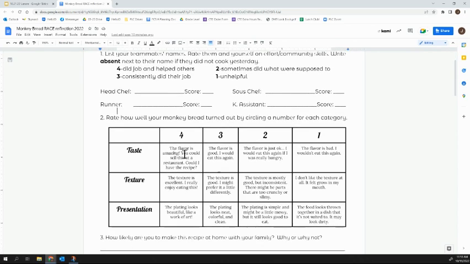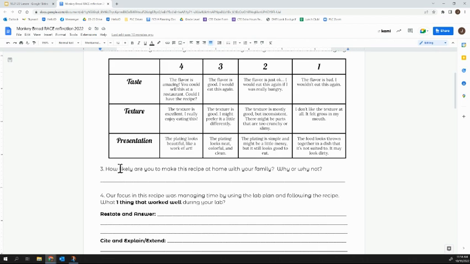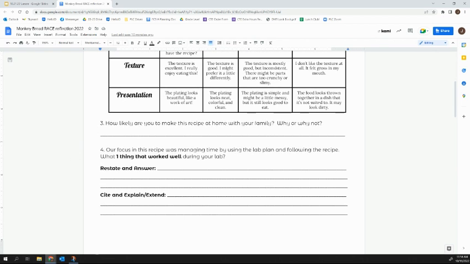Then I want you to rate your monkey bread on how you thought it tasted, okay? Texture and presentation. So if it tasted amazing and you want the recipe, it's a 4, right? Flavor is okay, and I eat it again, a 3, and so on. Texture is how it's feeling, right? And presentation is how it looked, okay? Number 3, how likely are you to make this recipe at home with your family? Why or why not? 4, we went over, right?